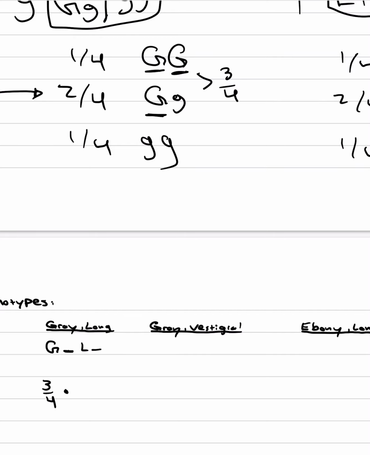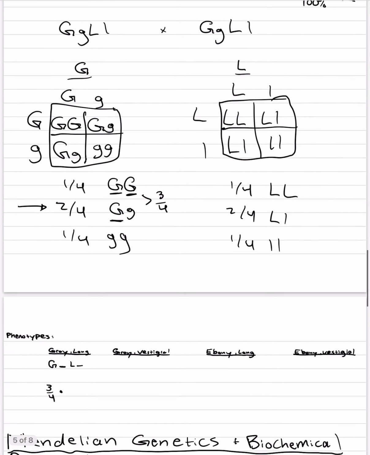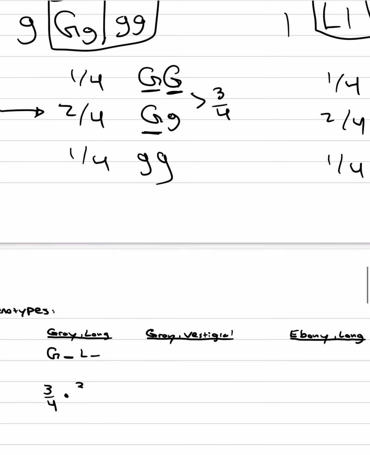And we're going to multiply it with the ratio of having long wings. To have long wings, you have to have at least one big L. Here we have 2 big L's, and here we have 1 big L. Combine the ratios together, we have 3 out of 4. So 3 out of 4 times 3 out of 4 equals 9 out of 16.